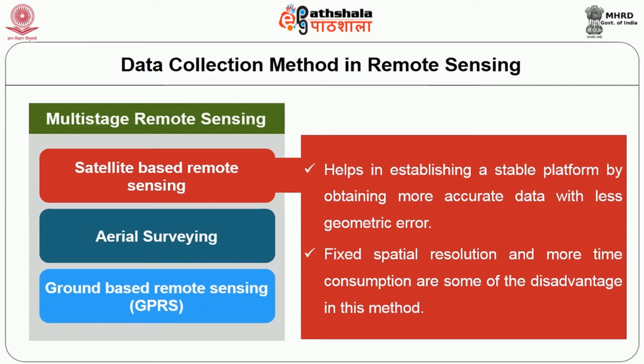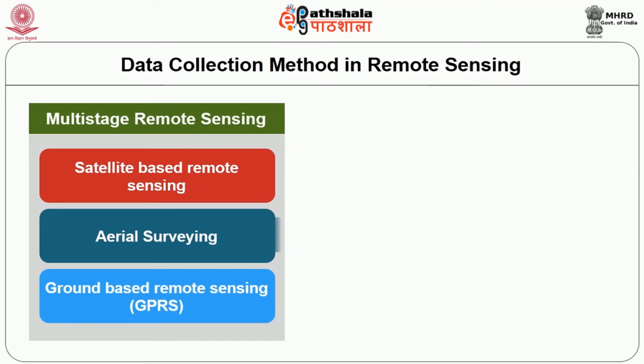Only then could it give a clear geometric error address or clear geometric data. Satellite-based remote sensing is one of the multi-stage remote sensing data collection methods, used for obtaining data of different aerial views of different plantations, identifying reservoirs, or identifying which places are above the mean sea level and which are below the mean sea level, etc.